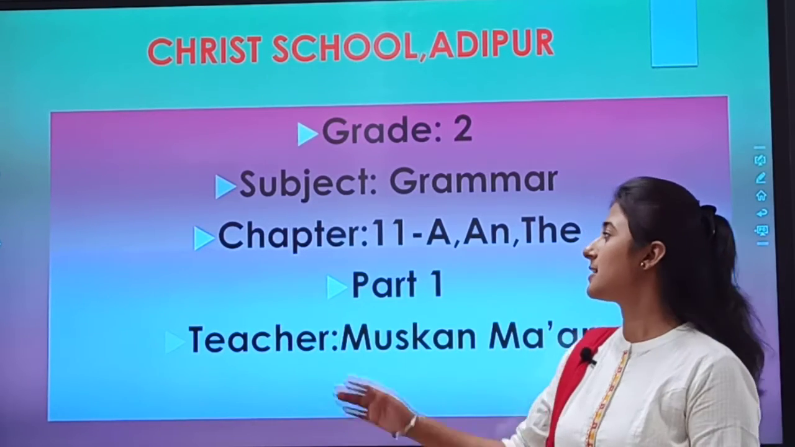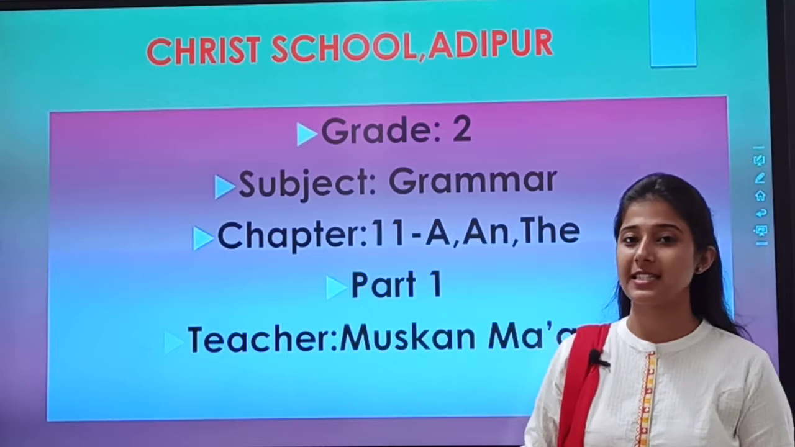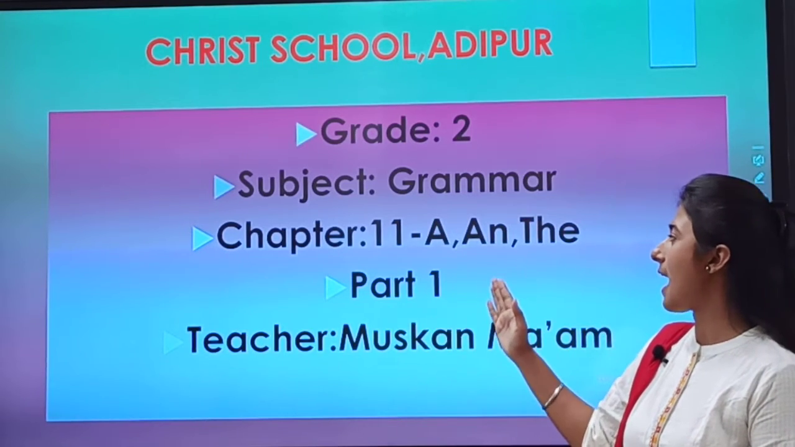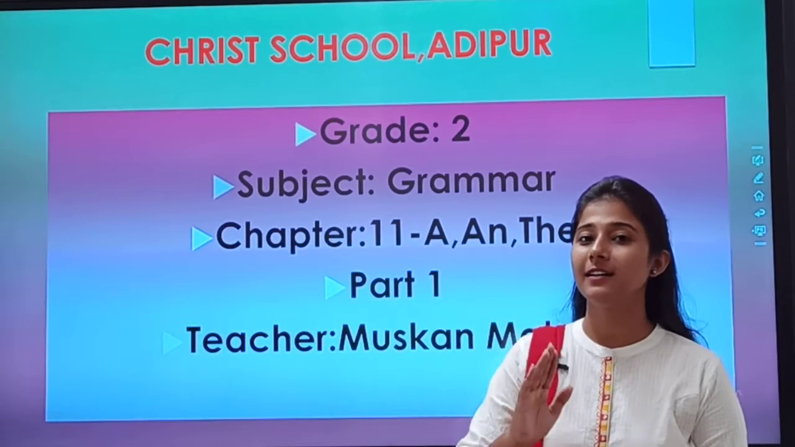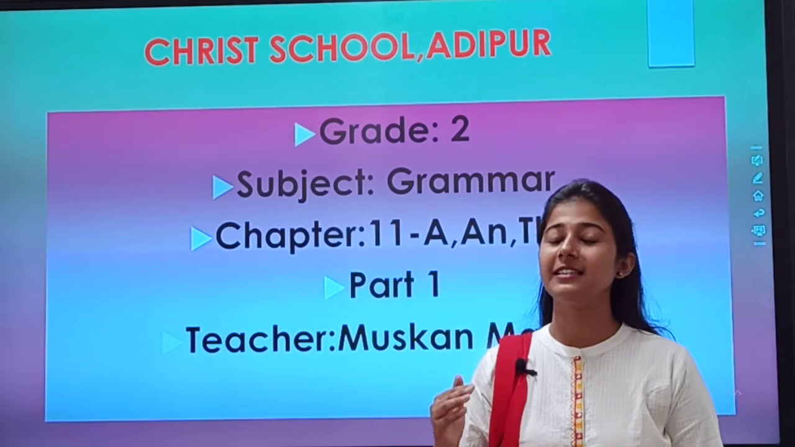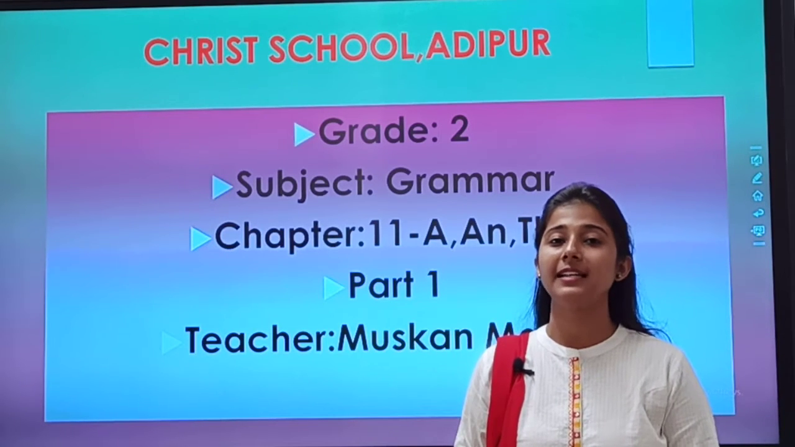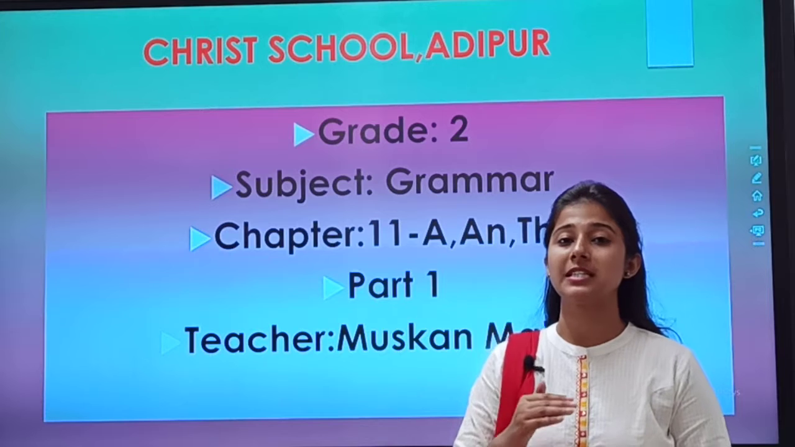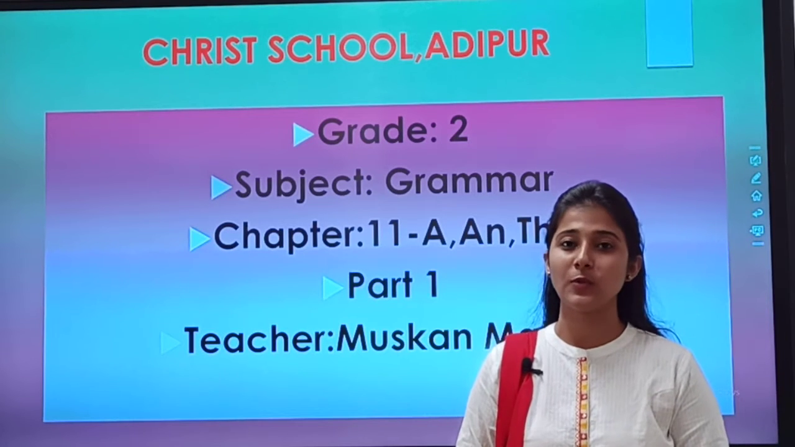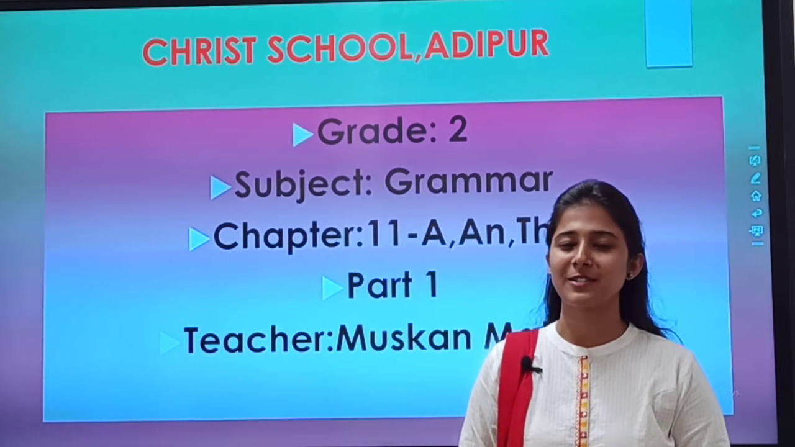Today we will start chapter 11, that is A and the. In this chapter you will understand where we should use these three words and how we use them. So come on, take out your textbooks.